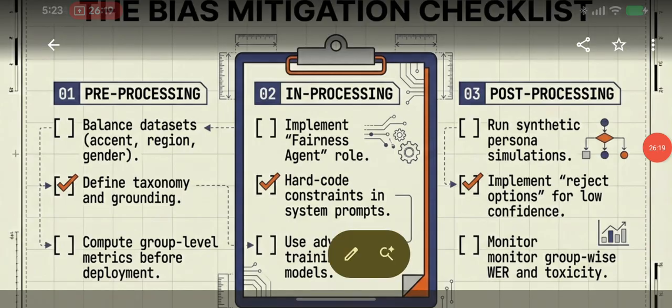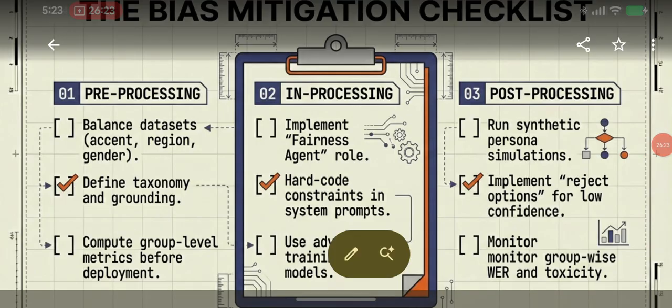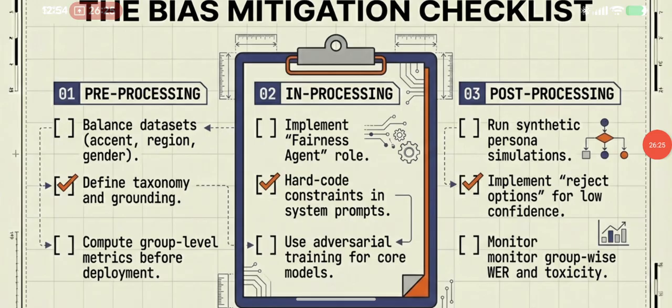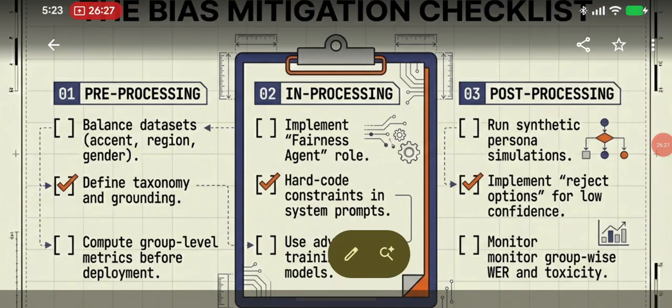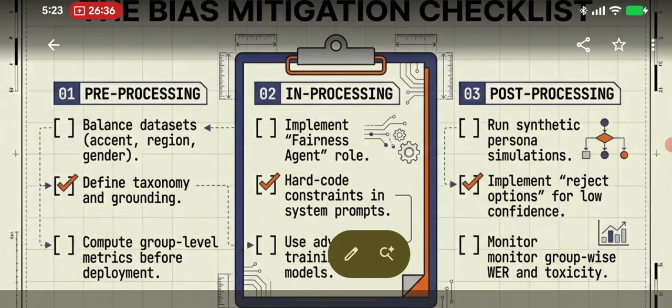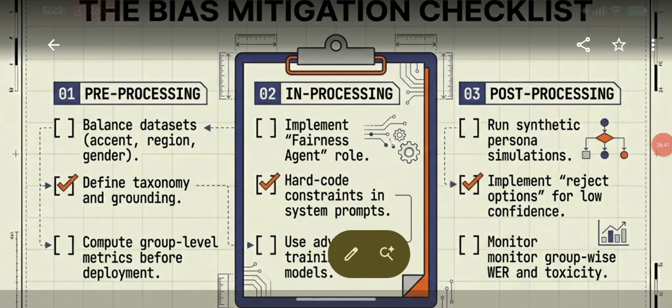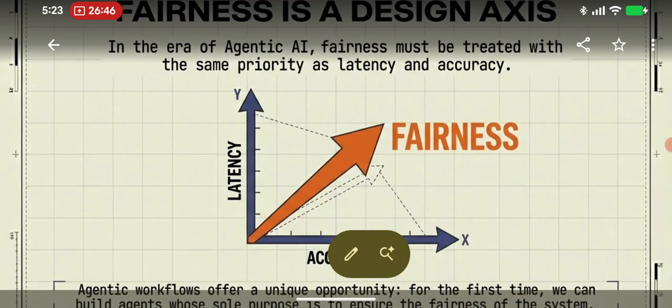So some of the things which we need to take care of for bias mitigation at every stage: while doing pre-processing, we need to make sure taxonomy and grounding is done for every domain for which we are creating the solution. For the in-processing stage, we should hard code the constraints in the fairness check and the guardrails. While in the post-processing, if there is any low score, it should be rejected, and the feedback loop has to activate.